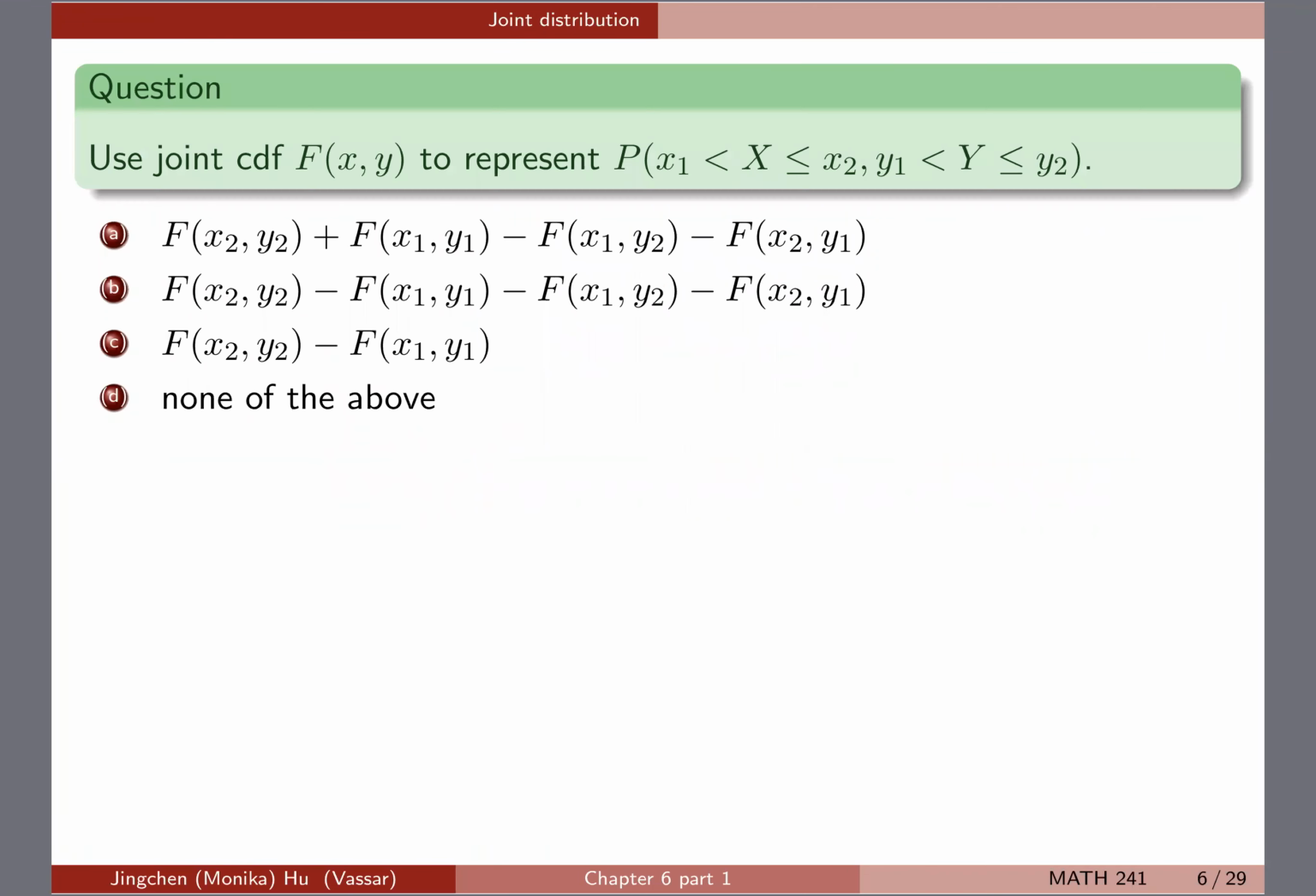So here is a multiple choice question for you. Please use the joint CDF F to represent this particular event. So this is when x is in a range and y is in a range. Okay, we want to find the probability of that. So A, B, C, D, please indicate your choice.